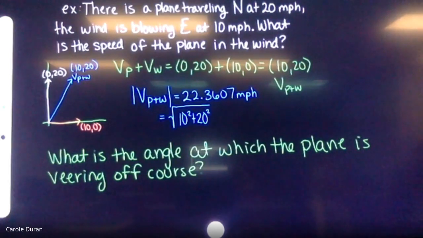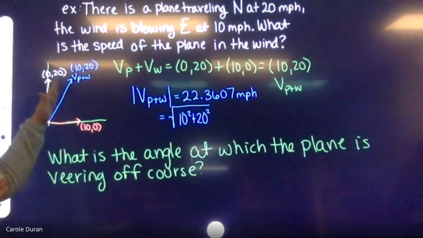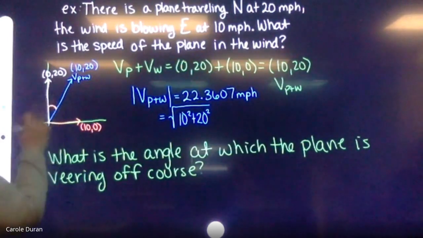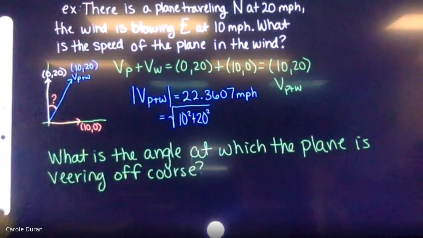Yes. So the first thing we have to do is understand what this is asking. Remember, my plane, when it took off from the airport, was traveling straight north. Did it end up straight north? No, the wind kind of blew it east a little bit. So this angle right here, between where the plane started and where the plane ended up, is the angle at which it veered off course. So that's what I'm gonna have to find here.